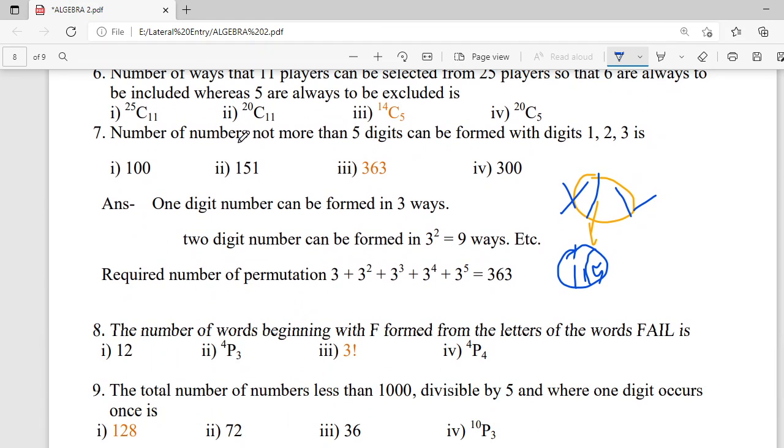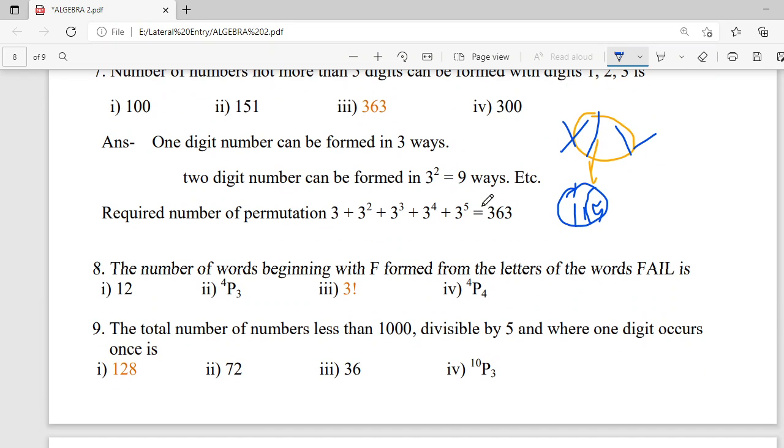Then number of numbers not more than 5 digits. A 1 digit number is in 3 ways, because it is 1, 2, 3. Then 2 digit numbers, because digits may repeat, so 11, 22, 33, then 12, 23, so it is 3 squared ways. You add these up, because the number of digits cannot exceed 5, so it goes up to 3 to the power 5, and you add it and you will have the value 363.